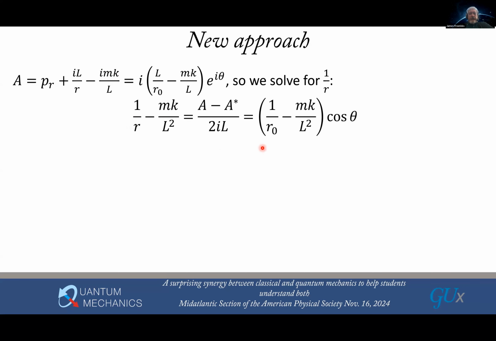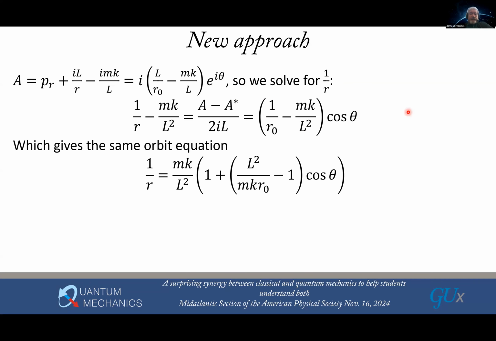When we substitute in what A minus A star is from the form here, because this is pure imaginary, it just becomes twice the object. When I divide by 2IL, I will get a 1 over R0 minus MK over L squared. But it's also going to be multiplied by e to the I theta plus e to the minus I theta, which is a 2 cosine theta. And the factors of 2 will cancel, and I'm left with this. Now, all I do is I solve for the 1 over R, and you see I've got the orbit equation.